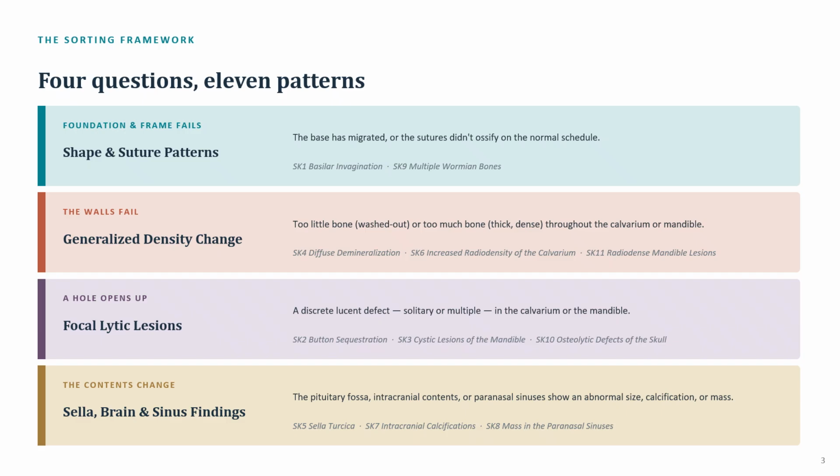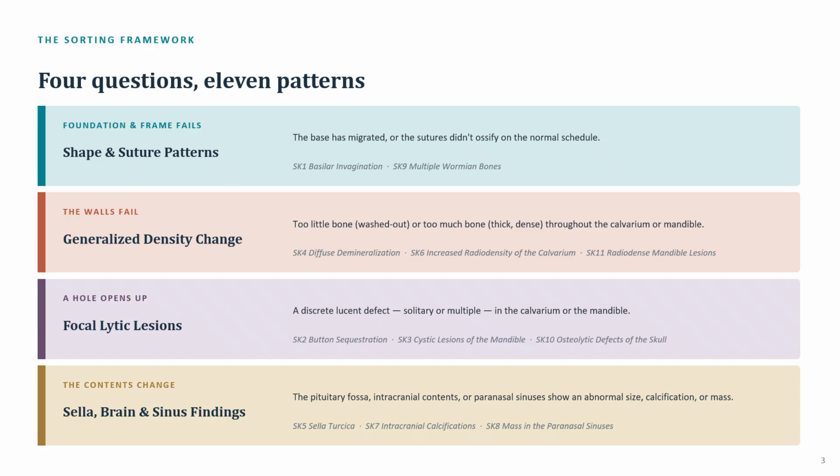The other category is that the patient's sutures didn't close up, harden, or ossify on the time that they should have. So with that one, we're having either those basilar changes or also those Wormian bones. The Wormian bones are when the bone or the sutures don't ossify on time. The second category is the category where we talked about the walls filling.